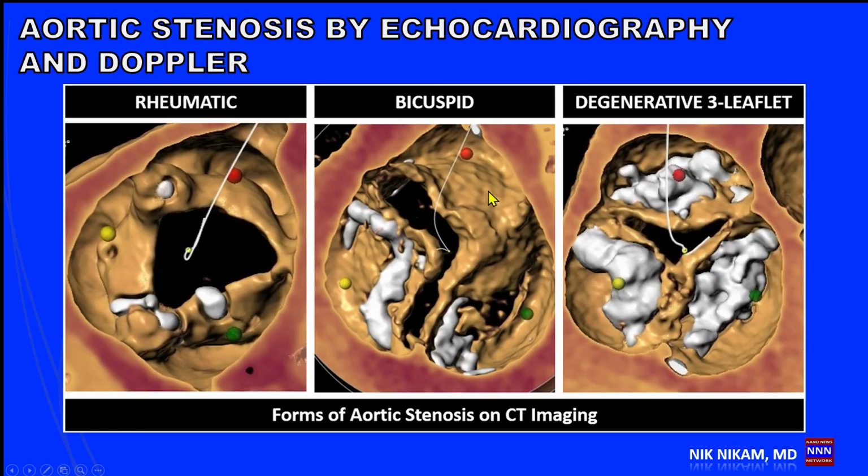Here is a 3D image showing calcification and also nodules, fibrosis, narrowing of the aortic valve. This is the degenerative type. This is the bicuspid aortic valve. This is the rheumatic one, which is more associated with fibrosis, calcification, and nodules.